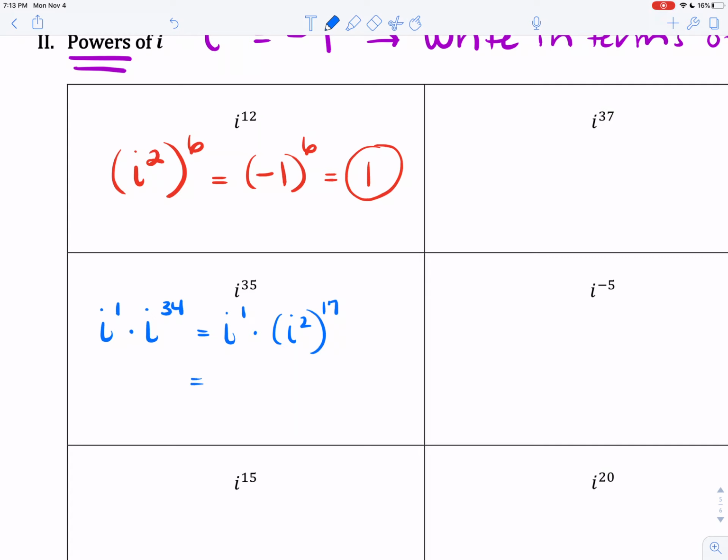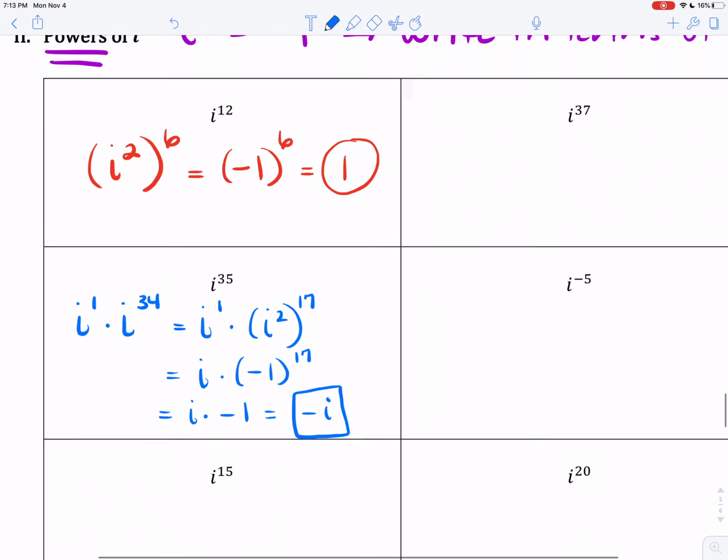And then I can say, well, i to the 1st power is just i. So this is i times negative 1 to the 17th power. And anytime negative 1 is raised to an odd power, it will stay negative 1. So this becomes negative 1 times i, or negative i.